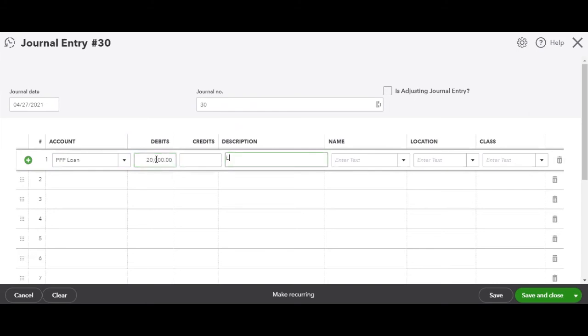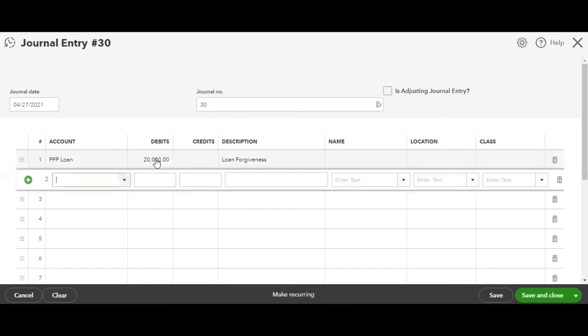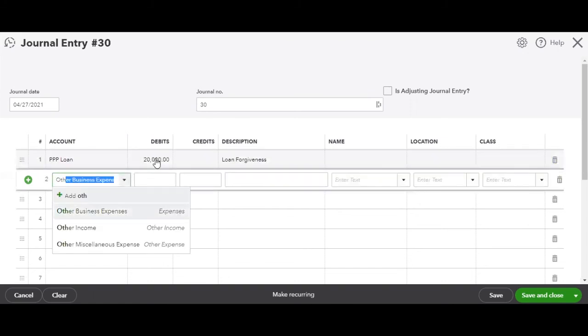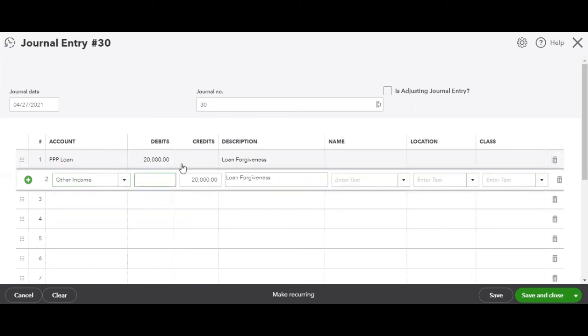And just always being really detailed in our descriptions. This is not terribly detailed, but that's what it's going to be. And then other income. That's what the credit is, increasing other income. That is what your journal entry for the forgiveness is going to look like.